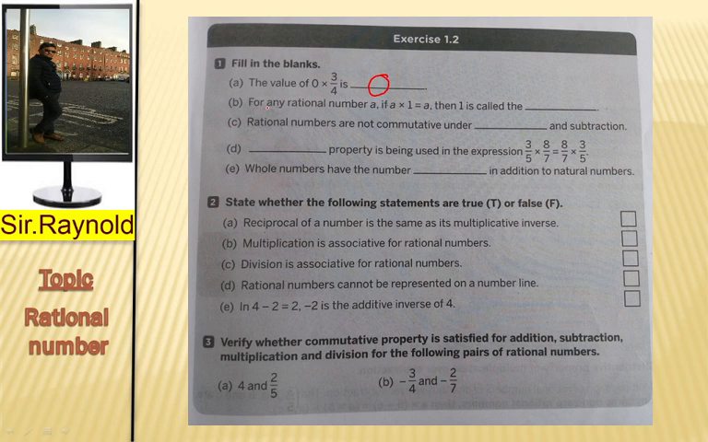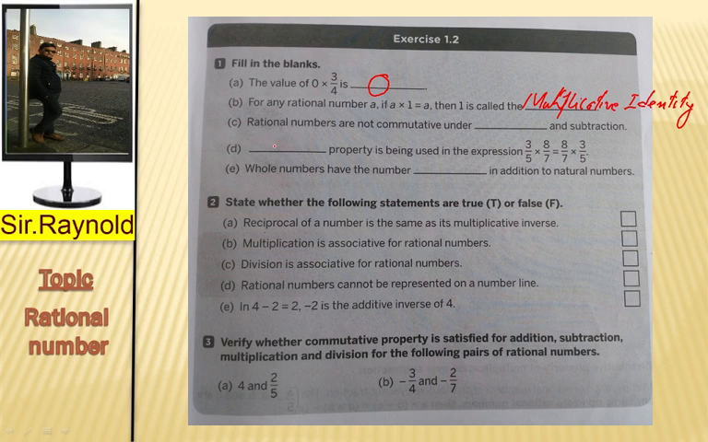Then after that, for any rational number, a into 1 is equal to a, that means 1 is called what? Yes, just now I gave you that revision. Multiplicative identity. Remember, this is called the multiplicative identity, so you can write that one.